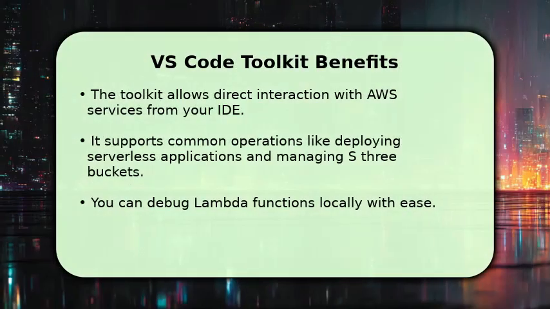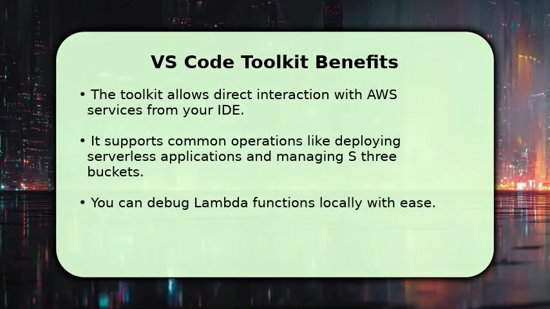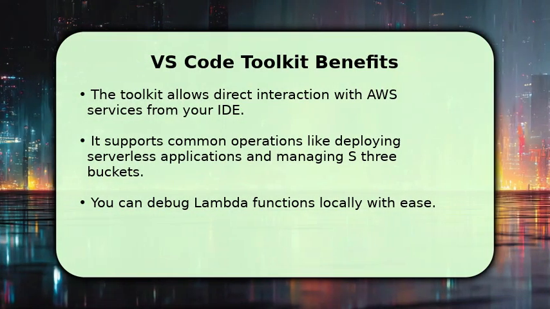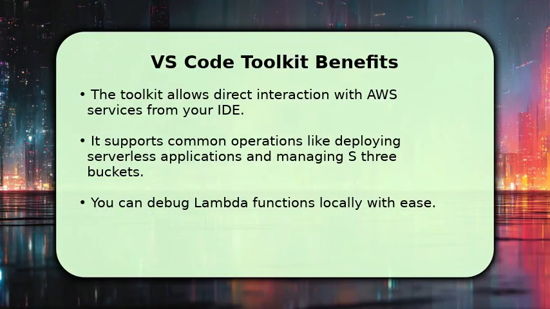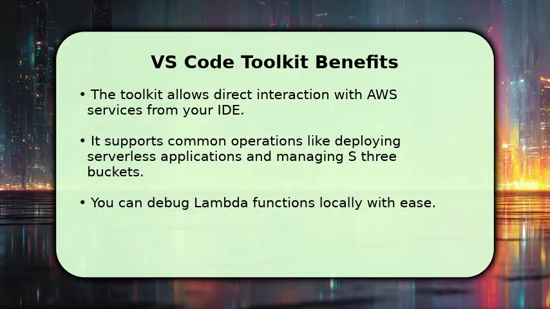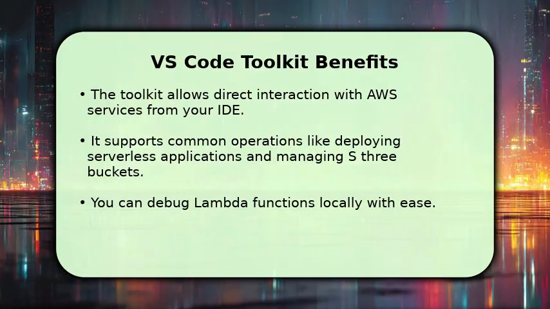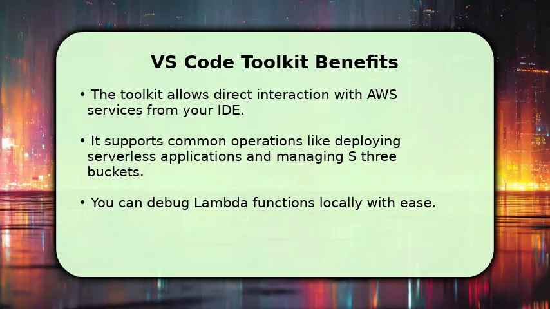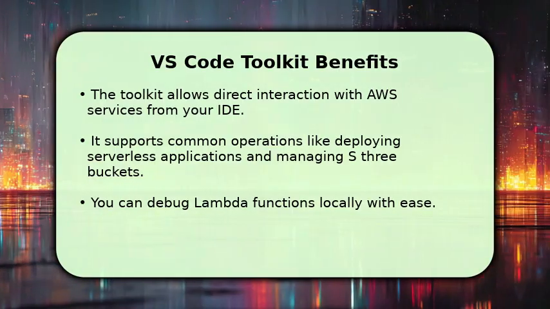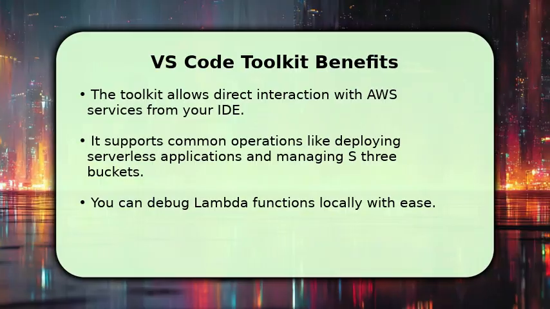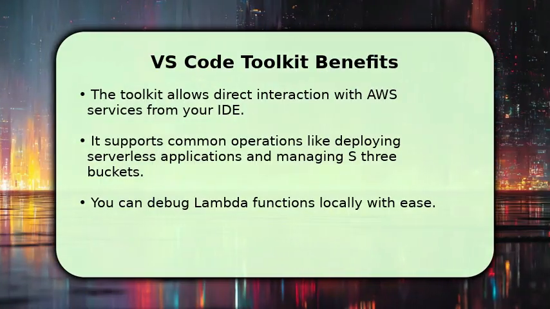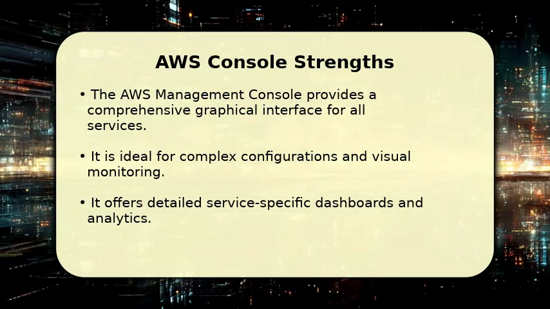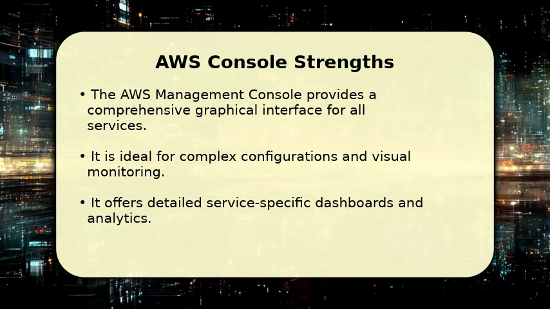The AWS toolkit for Visual Studio Code brings the cloud directly to your coding environment. Imagine deploying a serverless application or managing an S3 bucket without ever leaving your editor. This integration significantly reduces context switching, allowing for a smoother development flow. Plus, features like local Lambda debugging and seamless credential handling make your daily tasks much more efficient, saving you valuable time.